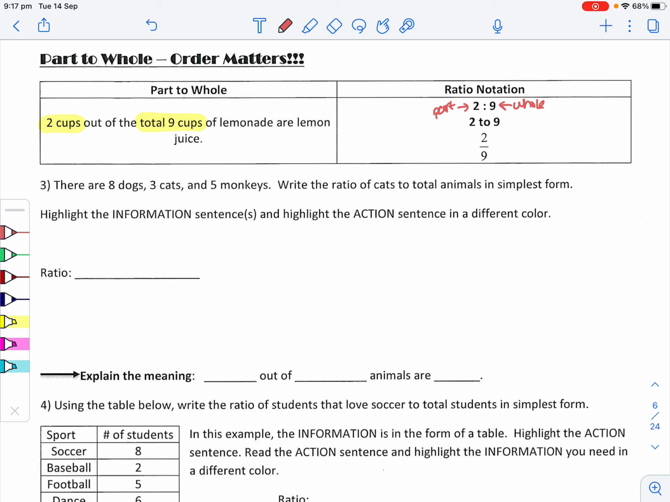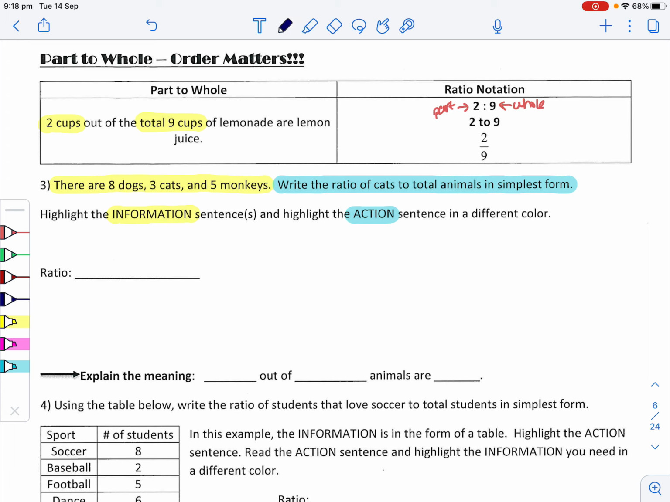So now we're going to look at a couple of examples that ask us to use the part and the whole in this relationship and not a part to a part. So number 3 says there are 8 dogs, 3 cats, and 5 monkeys. That is an information sentence. I am not being told to do anything with it. So I'm going to highlight it in yellow, just like I did on the first slide. Then it says, write the ratio of cats to total animals. That's my action sentence. It's telling me to write the ratio.